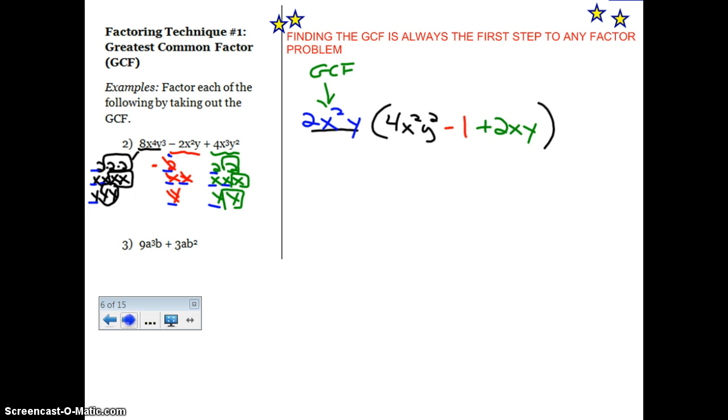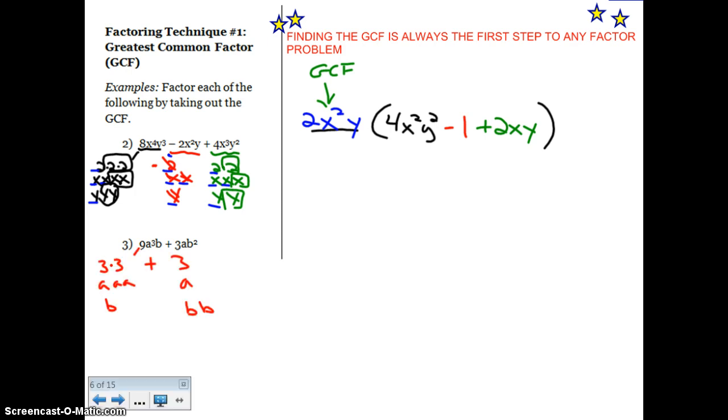9a cubed b plus 3ab squared. I'm going to pause it and work that one out. You guys can try it on your own, but I'm just going to work that one out and put the answer up here. So far I've broken down each term into prime factorization. Let's see what the greatest common factor is now. All right, there's a 3 here and a 3 here. So 3 is going to be part of the GCF.